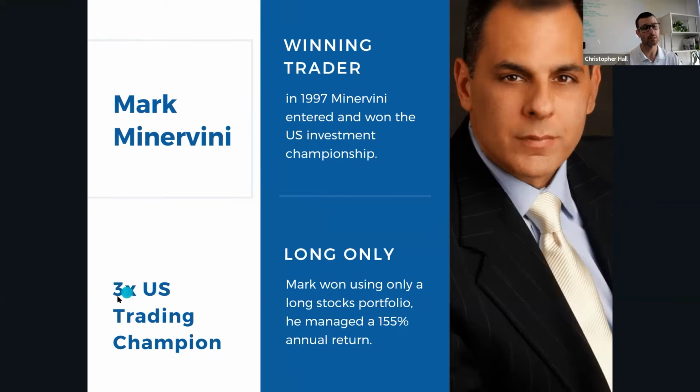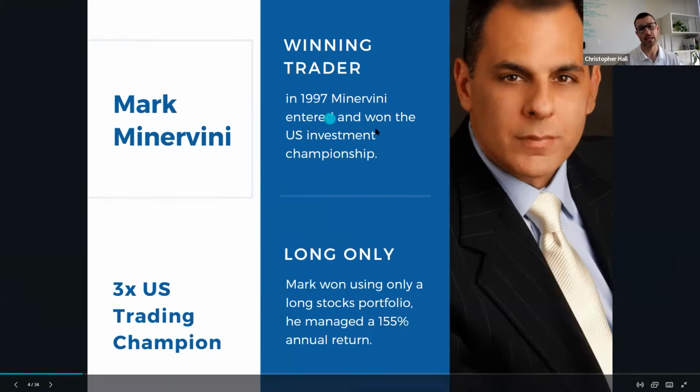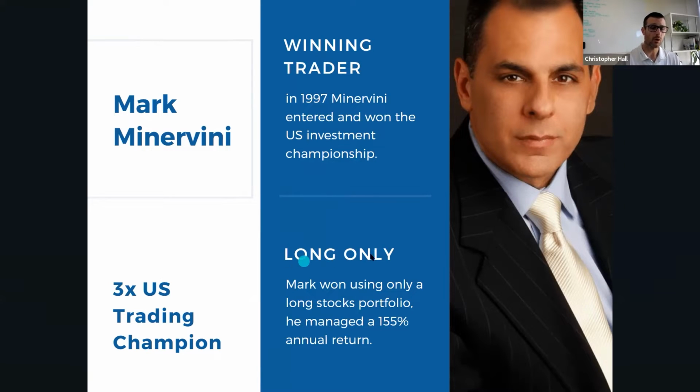Now, he used it to become three times US trading champion, and he did that in 1997 when he entered and won the investment with a long-only portfolio. So he used only long stocks, not long and short, not geared. He was managing 155% annual return over the period, and that got him first place. That shot him into the limelight, and then he explored and wrote his books, which we're really summarizing here, as to how to trade that VCP.